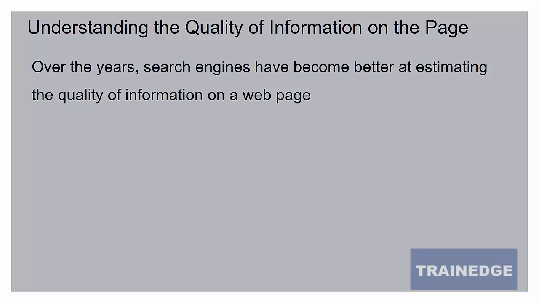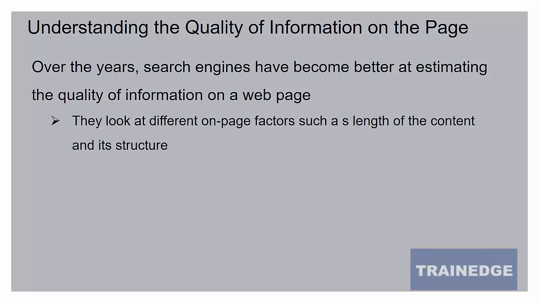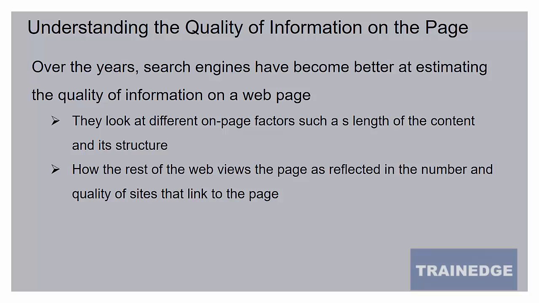Then came Google and started looking at links coming from other sites. And then the software evolved even further to be able to more closely analyze the content on the page. So now, for example, it looks at the length of the content and its structuring, in addition to looking at the links pointing from other sites to the page in question to understand the quality of the content.